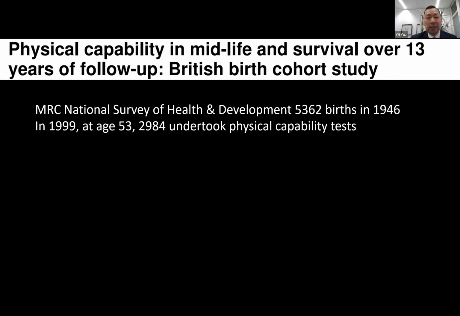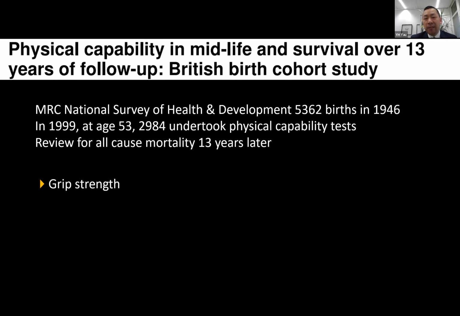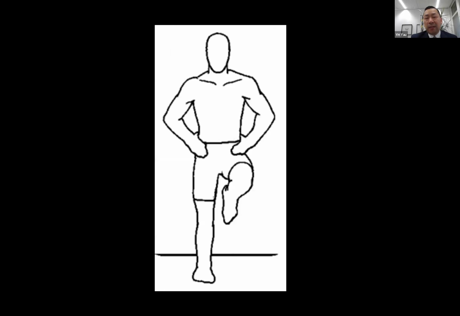These tests included a few things that I'll show you, but they reviewed these people 13 years later. And unfortunately, 13 years after age 53, some people had died of various causes. The physical tests were the grip strength with a dynamometer, the chair rise time, which is the averaged out time from sitting to standing, and the standing balance time. So the standing balance time is like this. People were asked to stand up with hands on hips and on one foot. A little bit difficult with us all seated here, but feel free to try it yourselves.